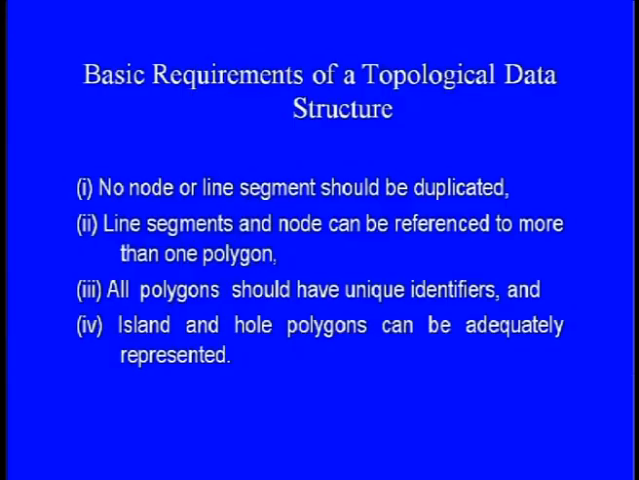So, let us look at the basic requirements of a topological data structure. First is, no node or line segment should be duplicated. Line segments and nodes can be referenced to more than one polygon. All polygons should have unique identifiers, and island and hole polygons can be adequately represented.